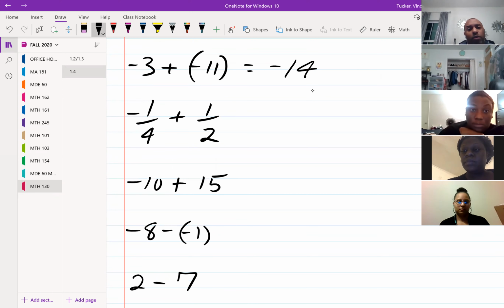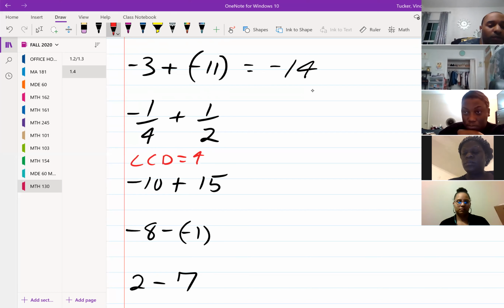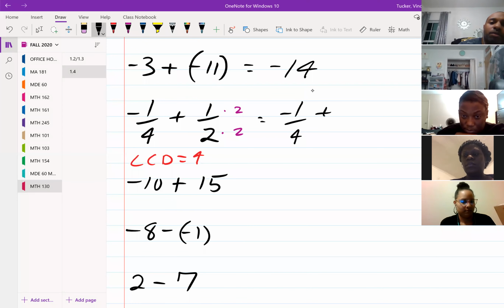The next one, we had -1/4 plus 1/2. Don't forget, we have different signs. You're going to subtract and keep the sign of the greater of the two. But in order for us to add fractions, remember, we need a common denominator. So that's going to be 4, because 4 can divide into itself, and of course 2 can divide into 4. So in order to change 1/2 into a fraction that has a denominator of 4, we'll multiply top and bottom by 2. That's 2/4.